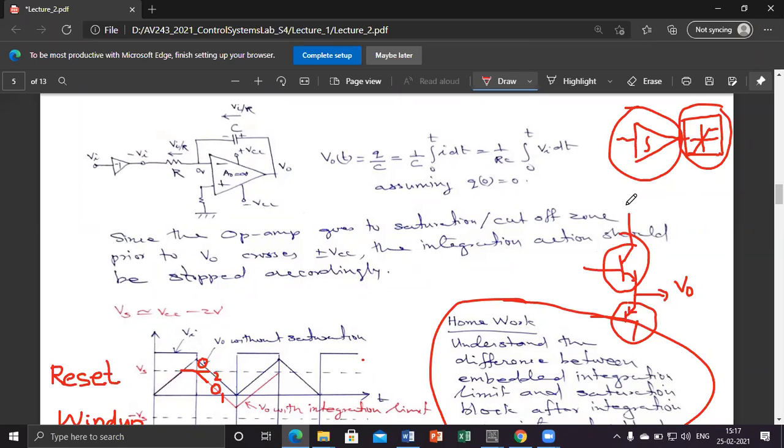Here it is plus VCC, for example, plus 15 volt. And if you are assuming that you are taking the maximum voltage here as plus 15 volt, then while this transistor is supplying current, what is the drop across this transistor? Then 0 volt only.